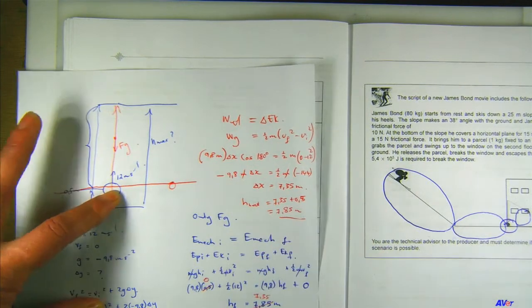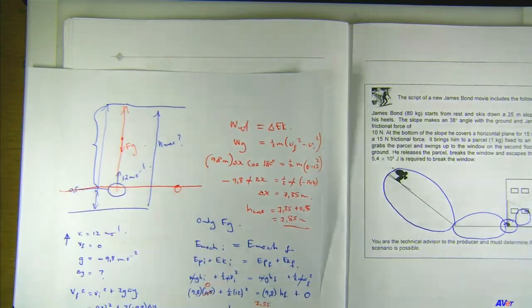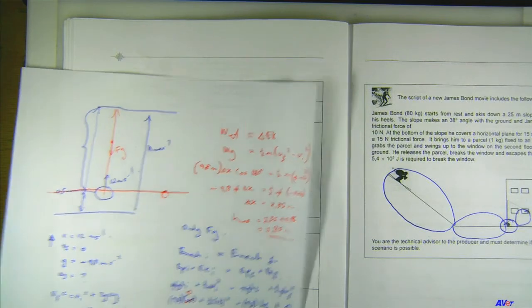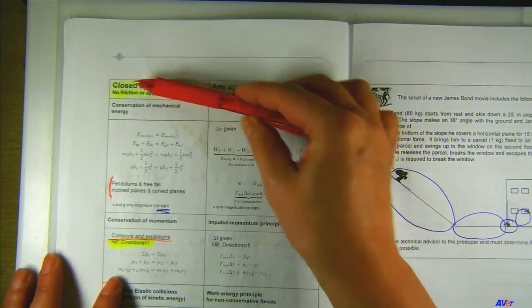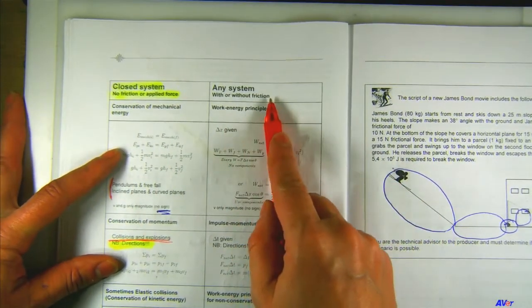So there are 3 different ways to do the same question. Right, and sometimes on the memos, they forgot one of the options, and then you feel, oh, I'm wrong. If there is no friction, then you may use conservation, but you may also use this. This is with or without.